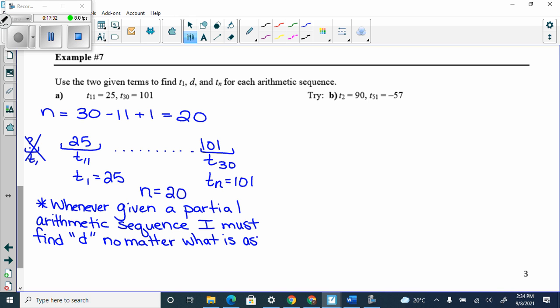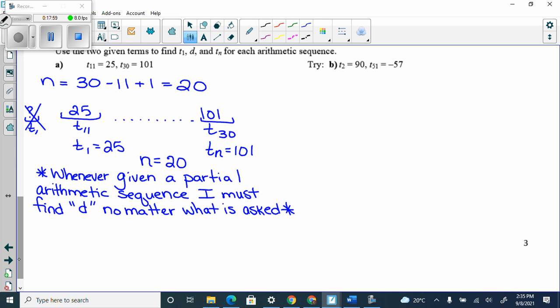So if I ask you for the first term, I'm finding D. If I ask you for the 14th term, finding D. If I ask you for the second term, you're finding D. You have to find it first. Does that make sense? I give you a partial sequence that does not start at 1. You must find D first, then you can do what it asks you for. So I don't even read the question. I have to find D. I know that's what's needed.